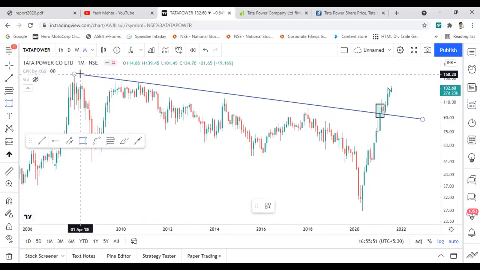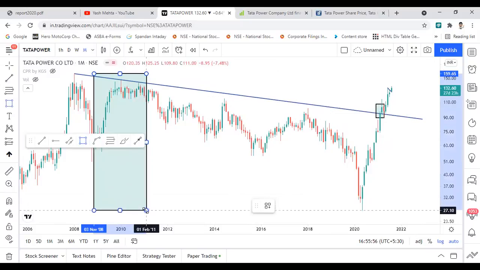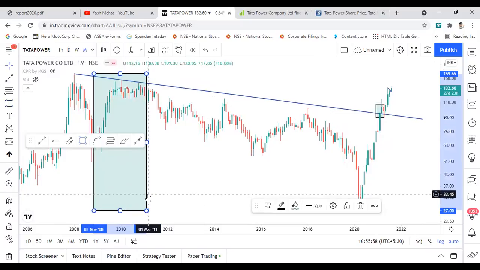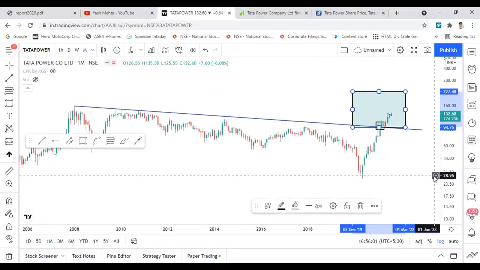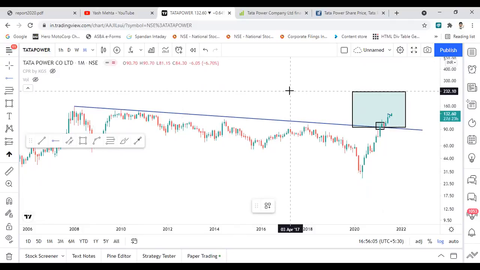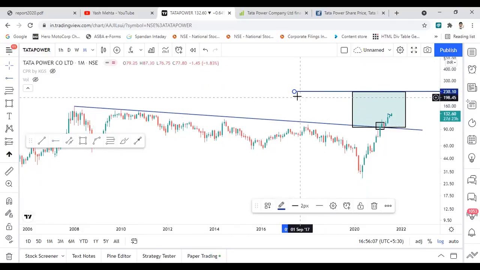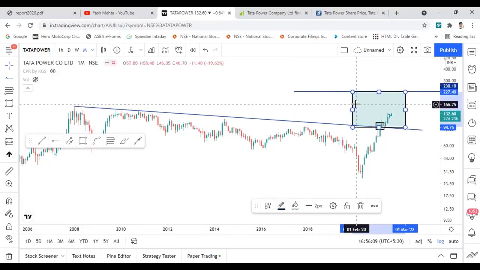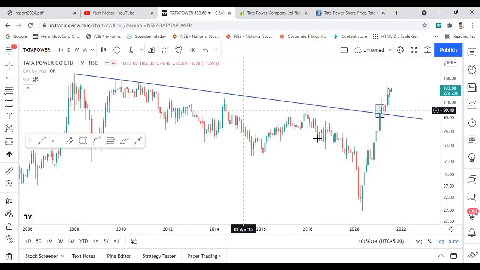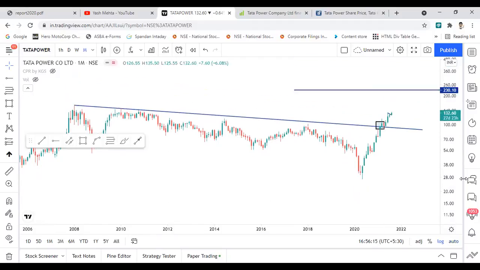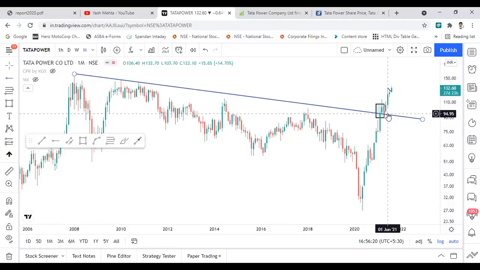And if we calculate the target for this breakout, I will just use the same method that we have been using for a long time. The target for this stock will be around 227 in this case. 227 to 230 would be the target based on this monthly trend line breakout. And this target is for the investors and the positional traders that are holding their position.